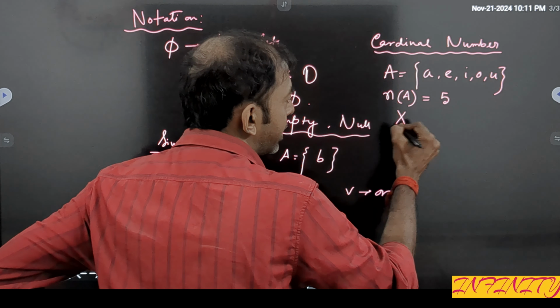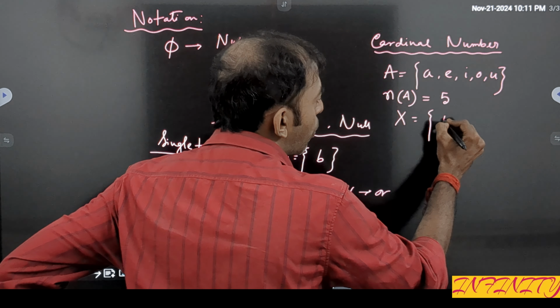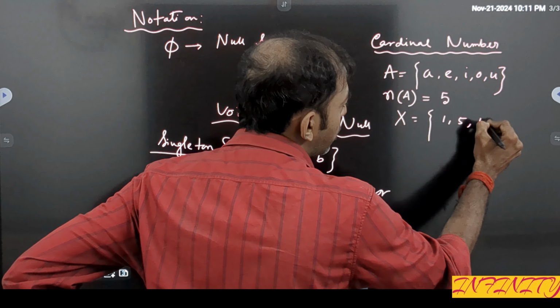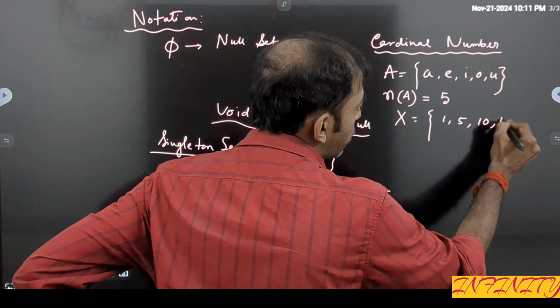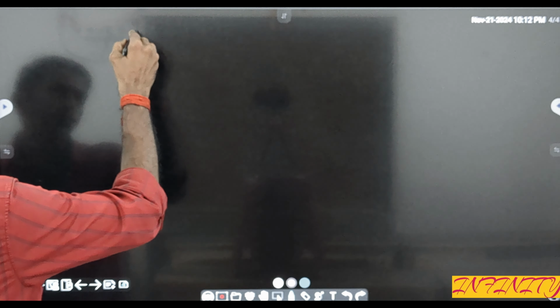If we get capital X equals 1, 5, 10, 11, 13, 16, so there are 6 elements. So the number of elements in X will be 6. These are the things actually. Now, what will be the next topic? The next topic will be some basic set theoretic applications or rules we need to follow.